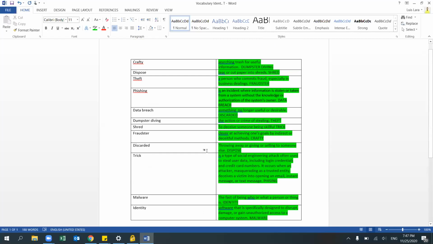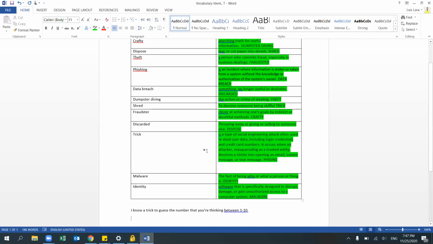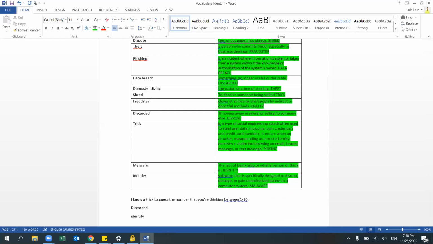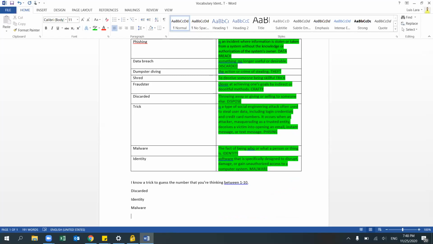Bueno, discard, trick, identity, and the left two. Maybe we can choose malware also. Yeah, malware. It's easy. And fraudster, what do you think? Fraudster is a person that makes fraud. Yeah. Okay.